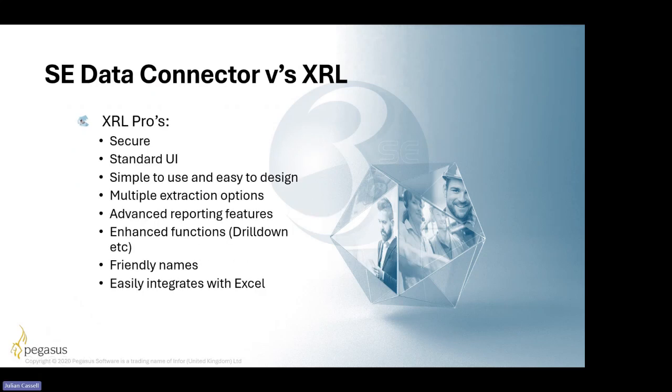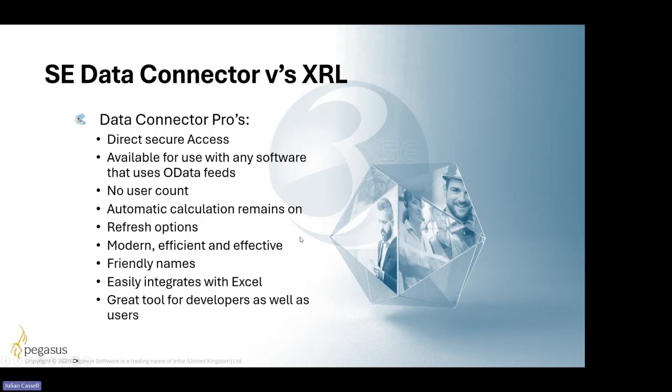XRL pros: you know it if you've got it. It's secure, simple to use once you know where you're looking, with lots of great functionality with Excel, and it works with Excel brilliantly. The data connector is even more secure. It's direct. You can't break that security of accessing that data. It can be used on multiple applications, as I've said a couple of times. There's no user count. So if you purchase or want to use the Data Connector, it covers everybody that has a Pegasus login for one cost, as opposed to XRL, where if you want multiple users, you have to keep buying it again.